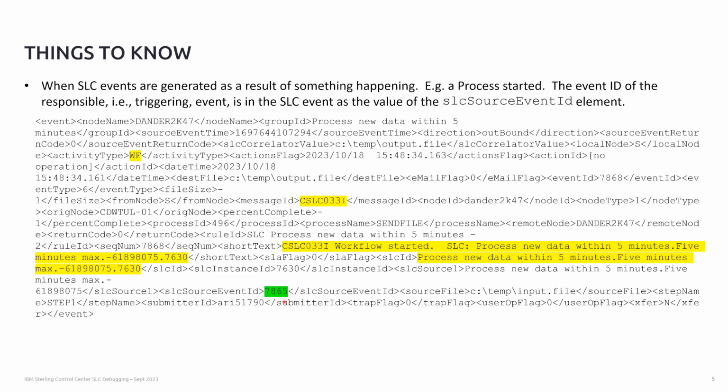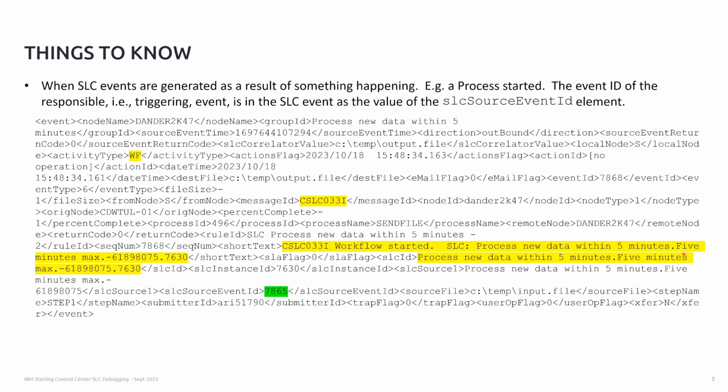What was this SLC event? Well, the message ID is CSLC033I, and that means that your workflow has started. And if you want to know what workflow, it's actually in the short text or the message text, and it's right here: SLC, here's my name, process new data within 5 minutes. The schedule, remember you can have, or maybe you don't know, you can have multiple schedules with one SLC definition.